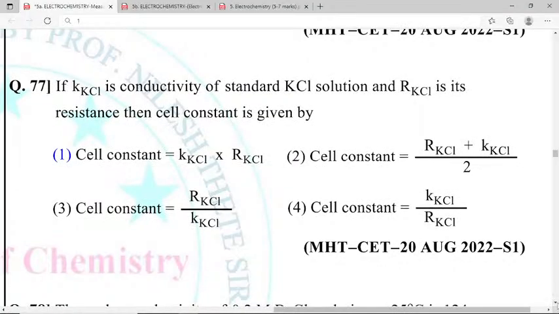If K is the conductivity of the standard KCl solution and R is the resistance, then what is the cell constant? It is a formula-based question directly. Cell constant is equal to conductivity times resistance. Cell constant is equal to conductivity of KCl into resistance of KCl.